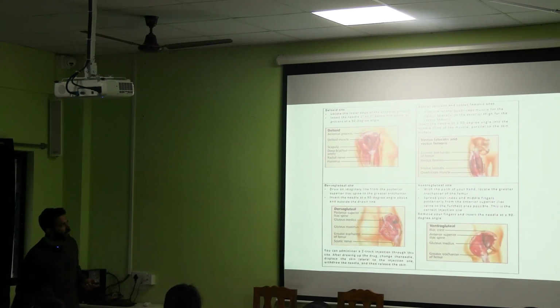Then ventrogluteal site. With the palm of your hand, locate the greater trochanter of the femur. Then spread your index and middle finger posteriorly from the anterior superior iliac spine to the farthest area possible. This is the correct injection site. Then remove your fingers and insert the needle at a 90 degree angle. So these are the sites for intramuscular injection.